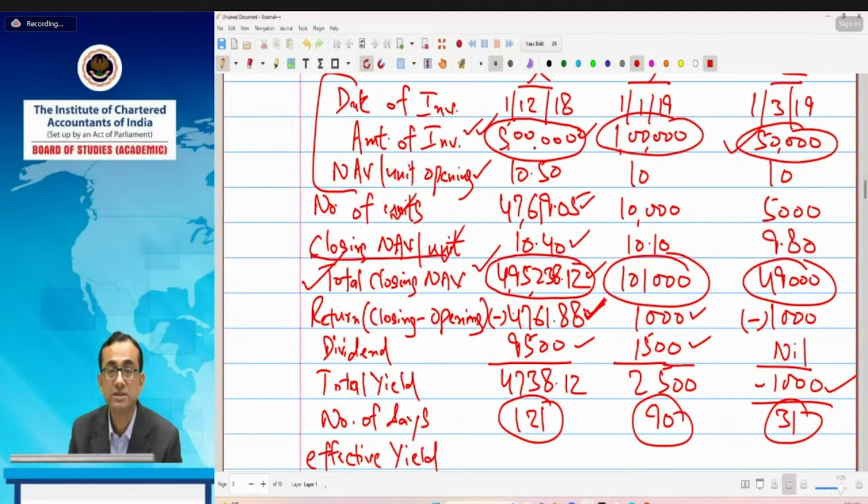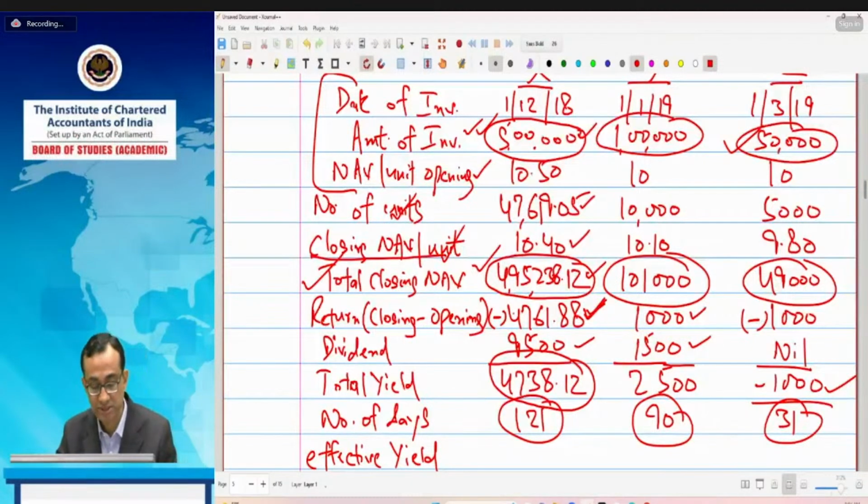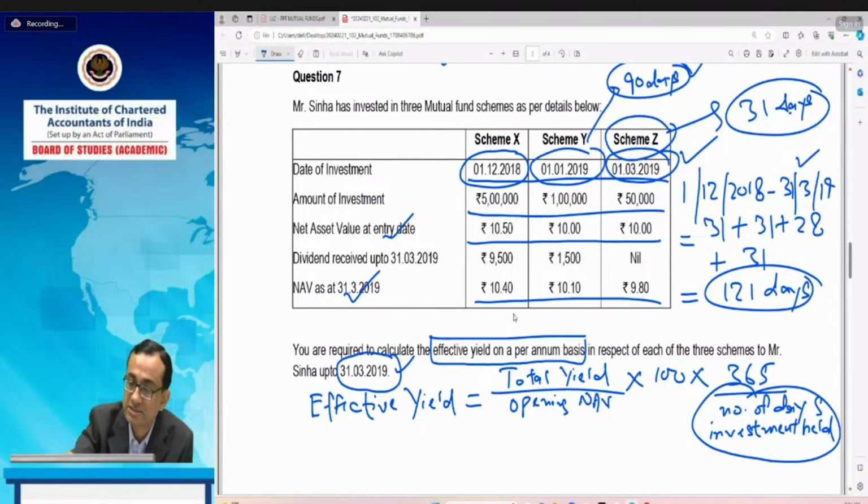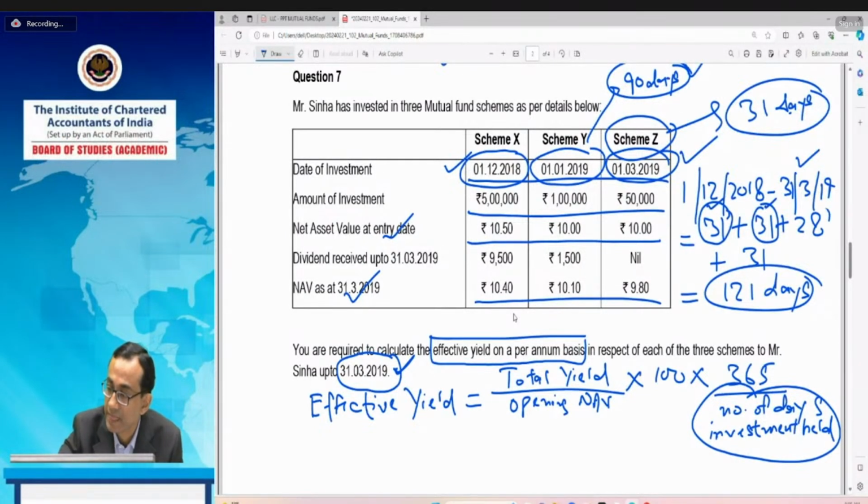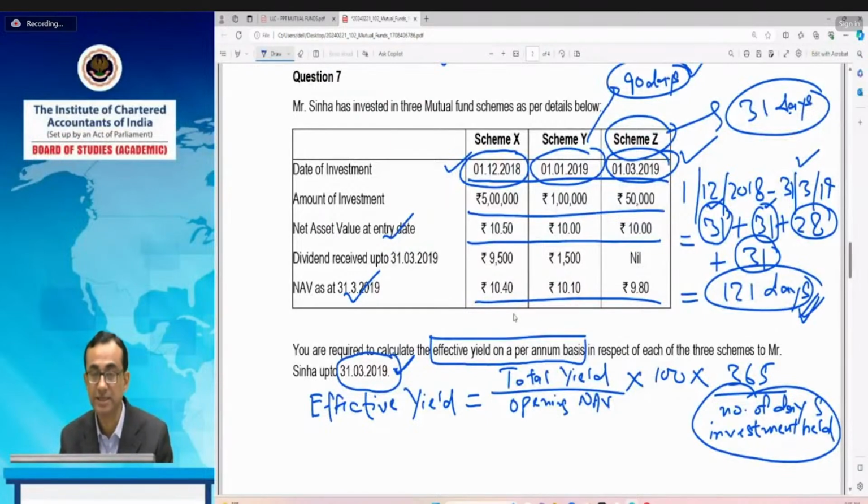And then the dividend is given in the question: the dividend is 9,500. So the total yield we got is 4738.12 in case of scheme X. Total number of days the investment has been held is calculated like this. In scheme X, the date of investment by Mr. Sinha is 1st of December 2018, and it was held till 31st of March 2019. So we have 31 days in December, 31 days in January, 28 days in February, and 31 days in March. Total 121 days the investment was held.